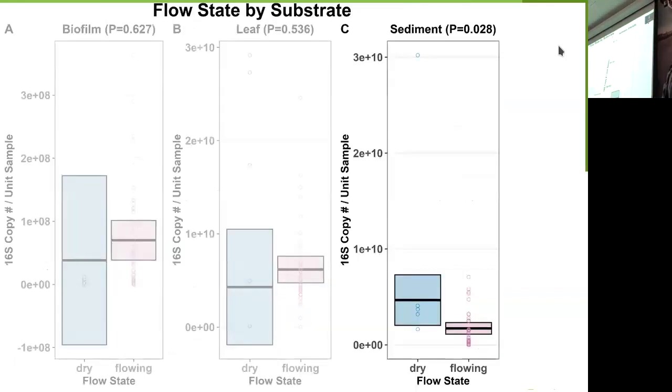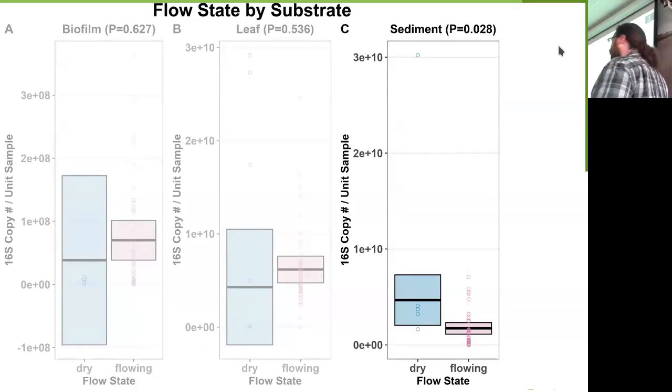And then this was the weirdo I was alluding to earlier. So we got abundances here of the bacterial community. Flowing, we have lower abundances than the dry. And we didn't really expect that. And so what we think is happening here, one of those things like, really wish we put out O2 sensors in the sediments, because we think it's an oxygen story, but we have no way to prove it.